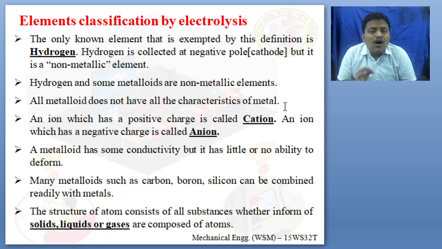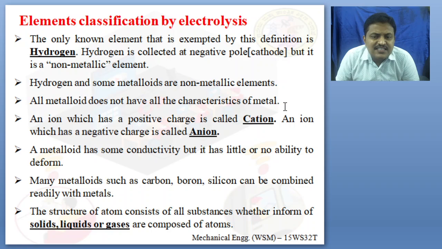So all metalloids do not have all the characteristics of metal. This is very important. ಎಲ್ಲ ಮೆಟಲಾಯ್ಡ್ಸ್ ಕೂಡ ಮೆಟಲ್ ಕ್ಯಾರೆಕ್ಟರಿಸ್ಟಿಕ್ಸ್ ಇರಲ್ಲ. So let's start with that. On an ion, I told you an ion gets liberated, an ion gets generated.